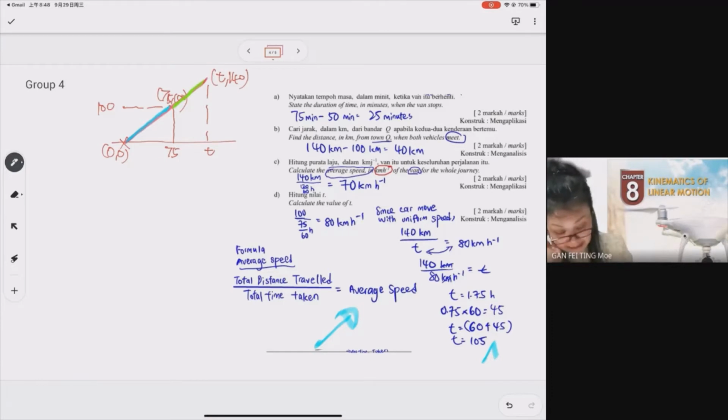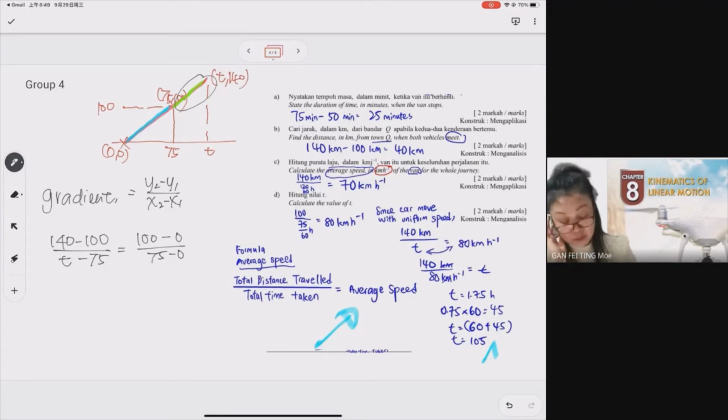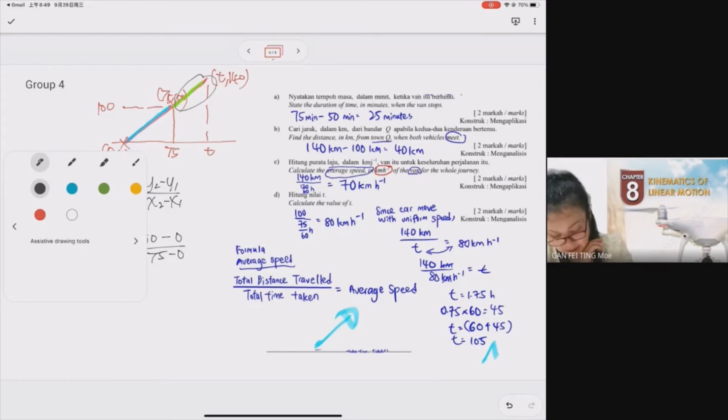So what I do, I get the gradient of the green part, which is the formula of gradient, equals y2 minus y1 over x2 minus x1. So I take the green part. So it shall be 140 minus 100 over T minus 75 should be equal to 100 minus 0 over 75 minus 0. Do you get me? Yes or no? Or you may say that this is a bit long working. You may place this working to make my work easier.